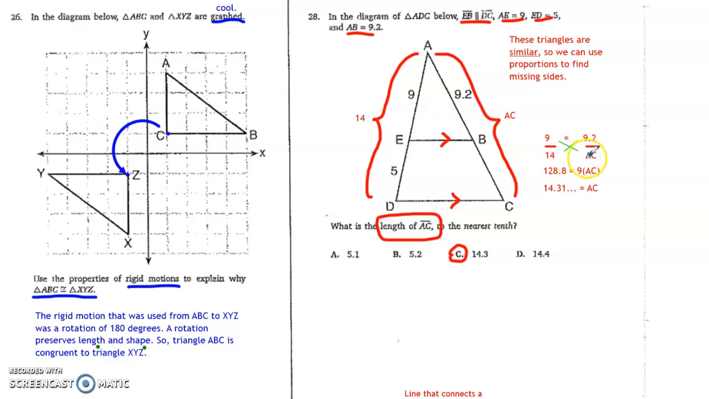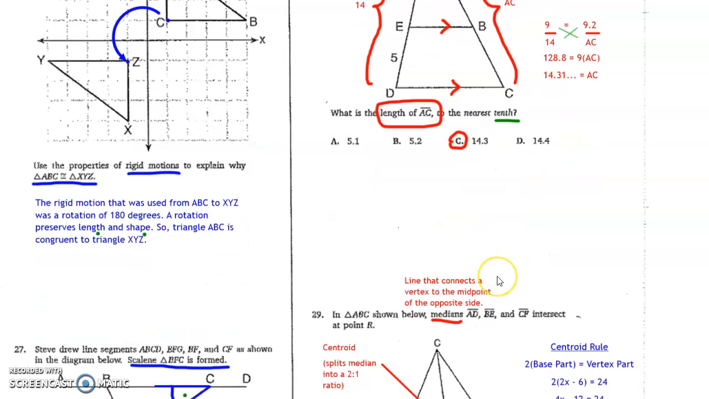For question number 28, it gives us 2 triangles, and it notifies us that the line that's drawn inside this triangle here is parallel to that bottom side, which means that these 2 triangles are similar. This line is just segmenting that triangle into a smaller triangle, an inside triangle, and a larger triangle, which is the outside triangle. Since they're similar, we can use proportions to find missing sides. 9 divided by 14 is equal to 9.2 divided by AC. Crisscross applesauce, and we should get 14.31, aka to the nearest 10th, 14.3.